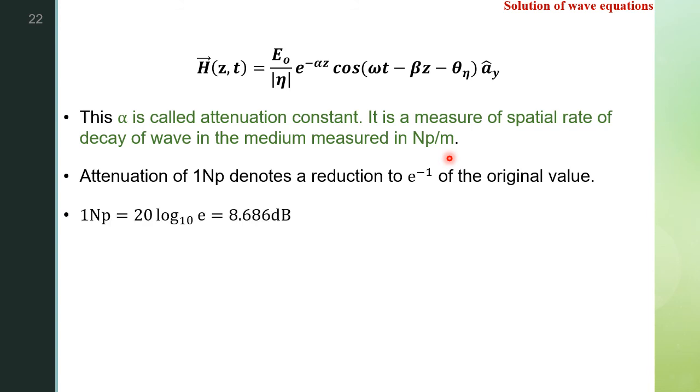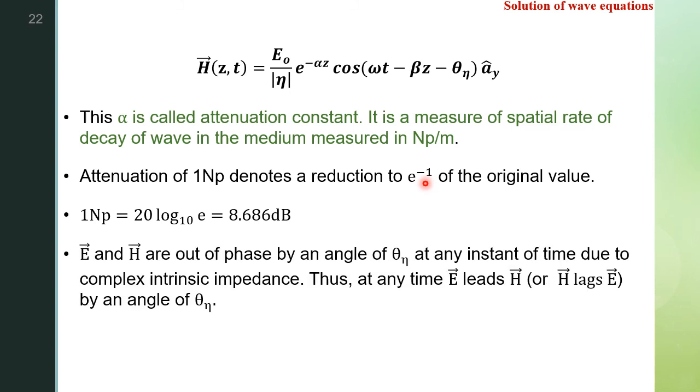Attenuation of 1 Neper means a reduction to e raised to minus 1 of its original value. In the log scale, 1 Neper is 20 log e, which is 8.686 decibels. That is, as the wave decays, once it reaches the e raised to minus 1 value, it is said to have 1 Neper of attenuation. Now, when you consider the electric field and magnetic field intensity vectors, there is a phase shift of theta eta. This is due to the contribution of the intrinsic impedance.